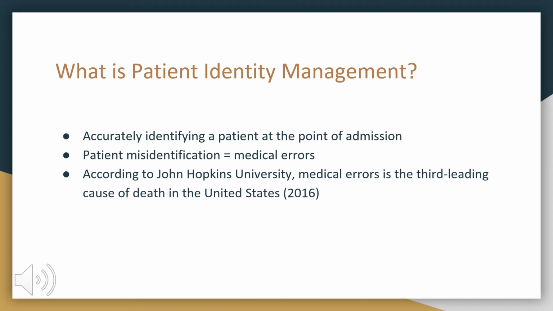Unfortunately, medical errors take place due to patient misidentification. If we're able to correctly identify the patient at the point of admission, then this can help alleviate those medical errors. According to Johns Hopkins University, medical errors is the third leading cause of death in the United States. So we can see how this is such an important topic and why we need to find a solution that we can implement across the board to help decrease this number.